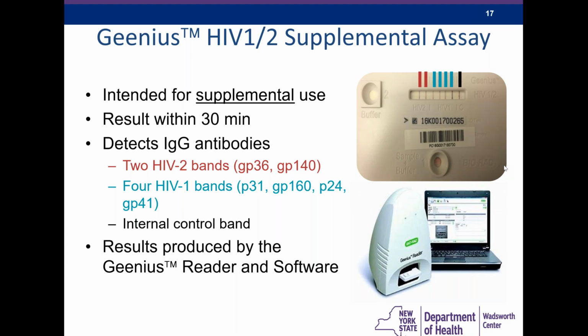And you can see in the bottom of the slide, there's a picture of a little instrument, and that is the reader. And the cartridge is inserted into the reader, and it uses FDA-approved software to interpret the results of the test. So unlike the way we used to perform Western blots, which was very subjective and laborious, this is a very simple and quick and objective test to perform.